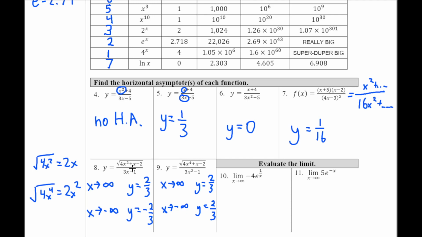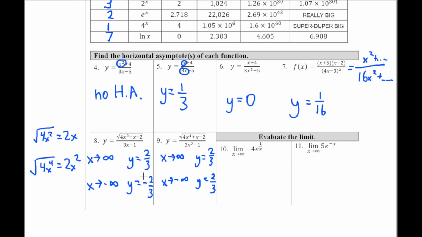All right, getting to calculating some limit questions. Number 10, limit as x approaches infinity of negative 4e to the 1 over x. If you think about it this way, if you plug in infinity, 1 over infinity is pretty much a value of 0. Like 1 over a large number is just 0. So you can rewrite the 1 over infinity as a 0, and then e to the 0 is just 1. So negative 4 times 1 is just equal to negative 4, right there.